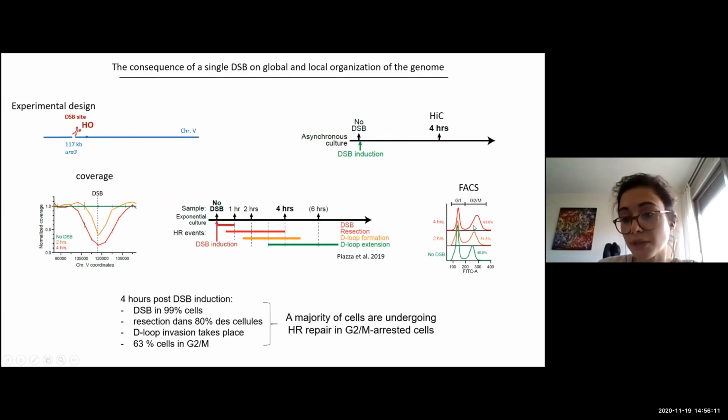So this is completely consistent with the fact that when you have a damage in the cell, the damage is sensed and the checkpoint gets activated, preventing cellular division upon damage and unrepaired DNA. So it's important to keep in mind that a majority of cells are undergoing homologous recombination in G2/M arrested cells.